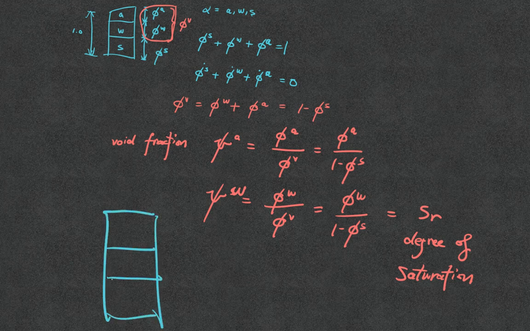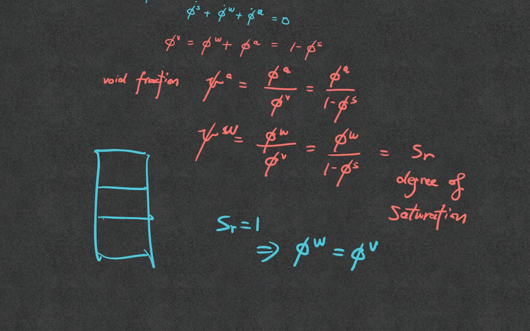Now if the degree of saturation is equal to 1, what that implies is that the volume fraction of the water is equal to the volume fraction of the voids. Does that make sense? In other words, that means there is no air bubble in the void space. There's no volume, so it doesn't exist in the void space.